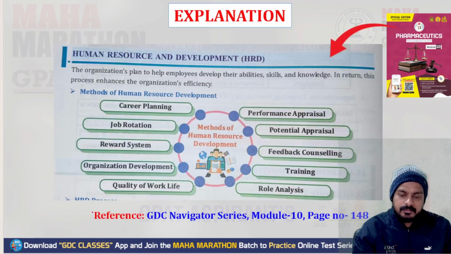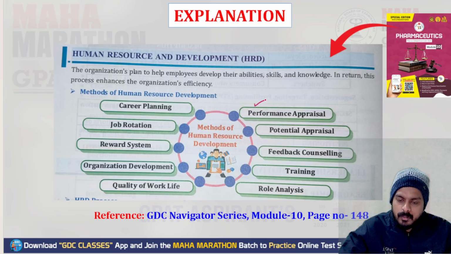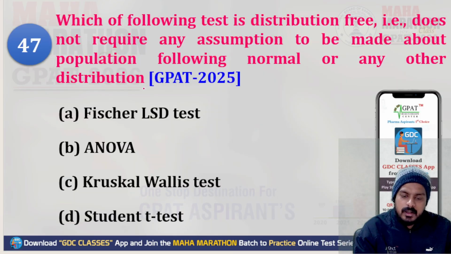Okay. Next, you can see what the methods for human resource development are: performance appraisal, potential appraisal, feedback, counseling, training, role analysis, quality of work life, organization development, reward system, job rotation, and career planning.